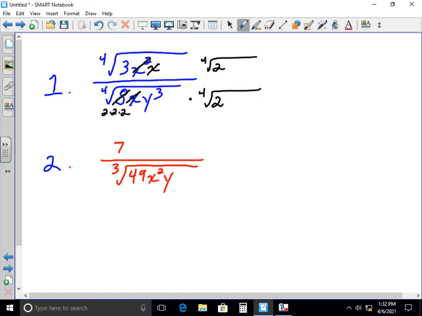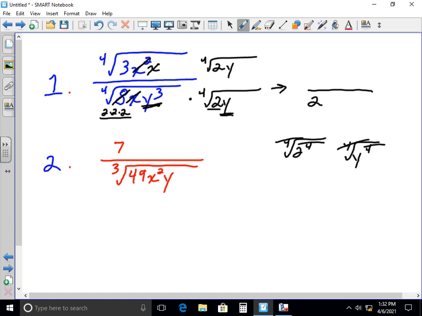How many more y's do we need? We need 1. We have 3. We need another to make a full group, so we have to do that on top as well. So on bottom, we have 4 2's under a 4th root, so that gives us 2. We also have 4 factors of y under a 4th root, so that gives us a y.